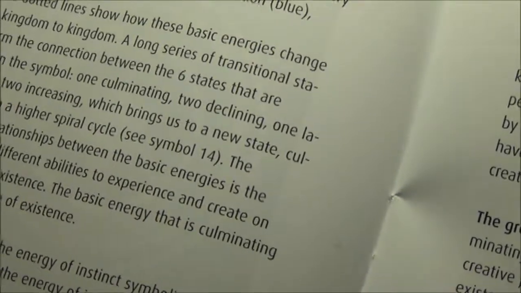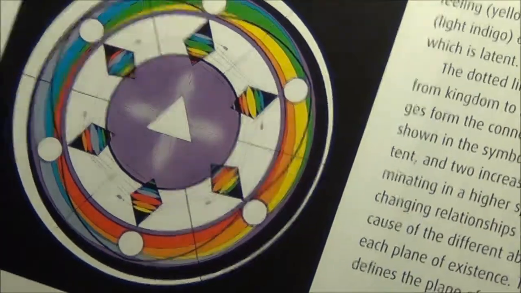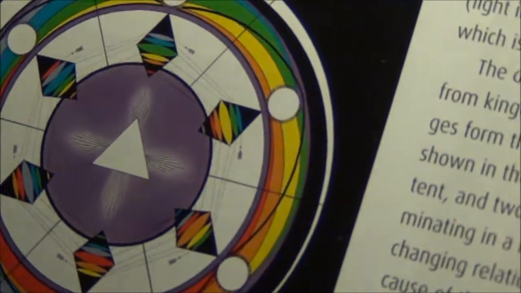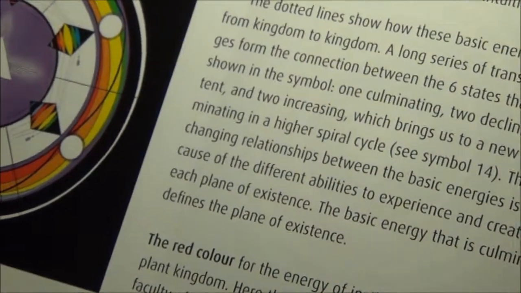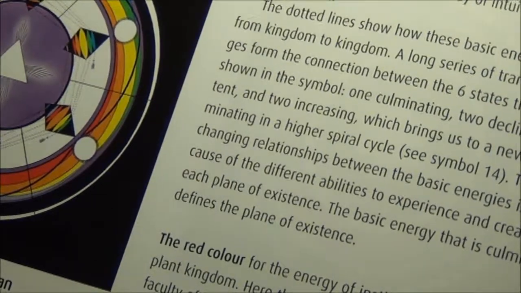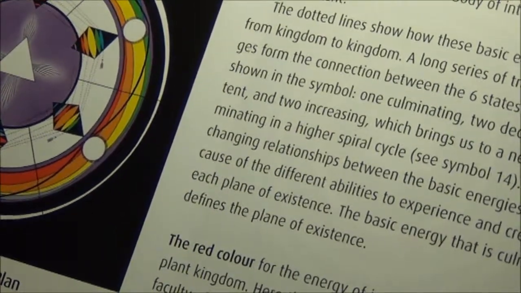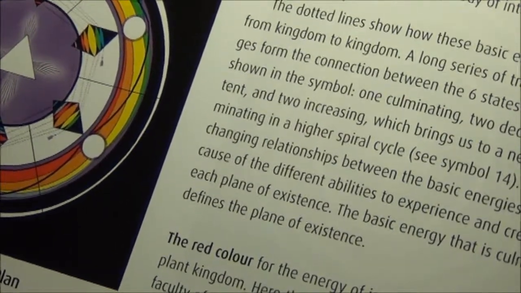The yellow color for the energy of feeling, which is culminating, symbolizes the real human kingdom. As a result of sufferings and a certain degree of intellect, the being has reached the stage where it is able to love all and everything. Defense and all use of force are things of the past in this plane of existence.